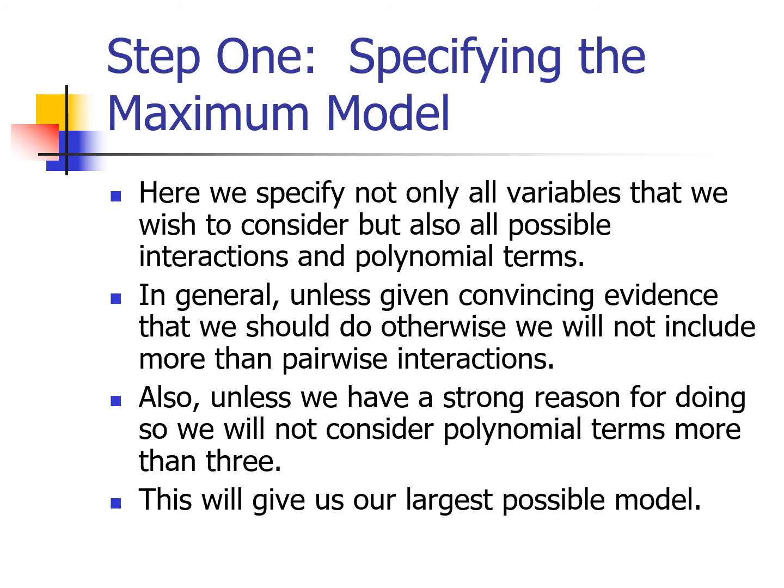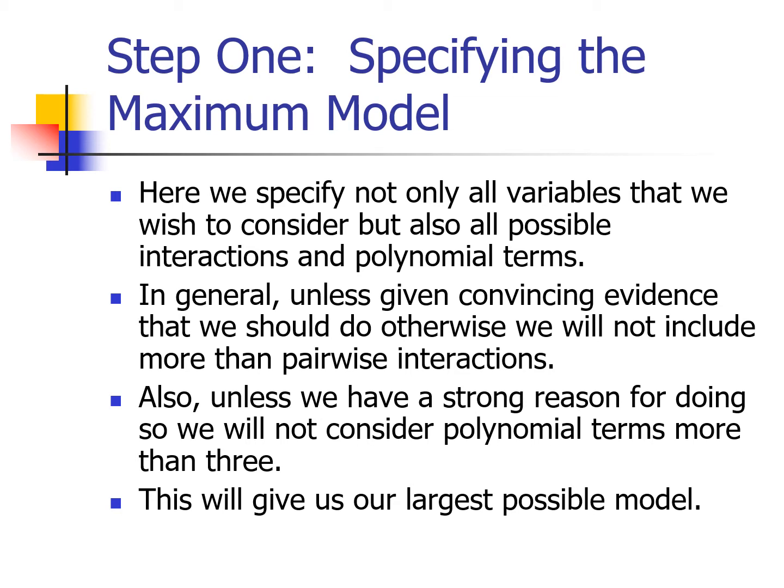So step 1, right? Consider the maximum model. What is the largest possible model that we are considering? Now here, again, we know from all our previous lectures, this is not just the number of variables in our data set, because we need to also consider possible interactions, we need to also consider polynomial terms.